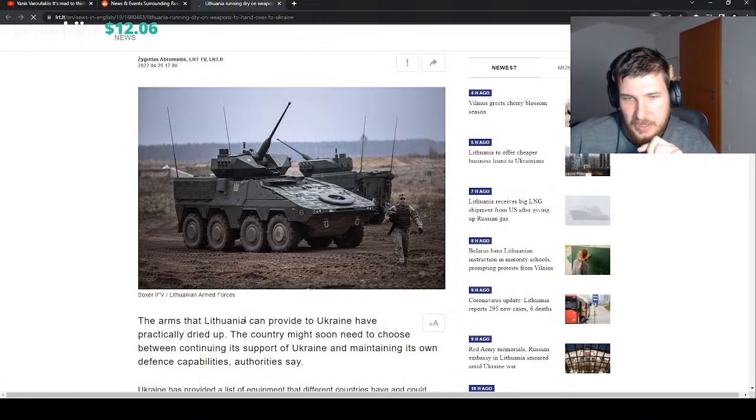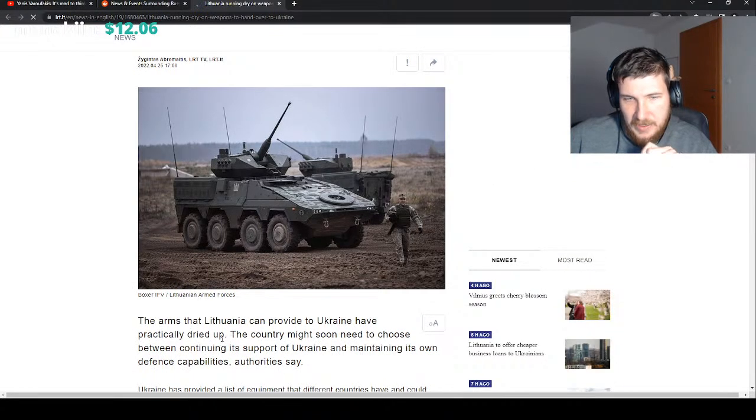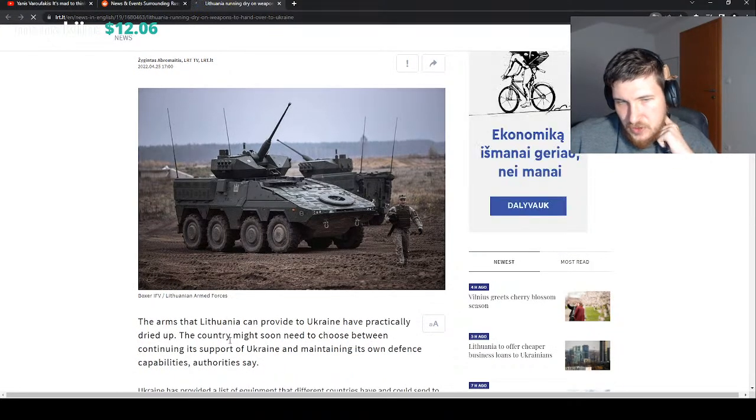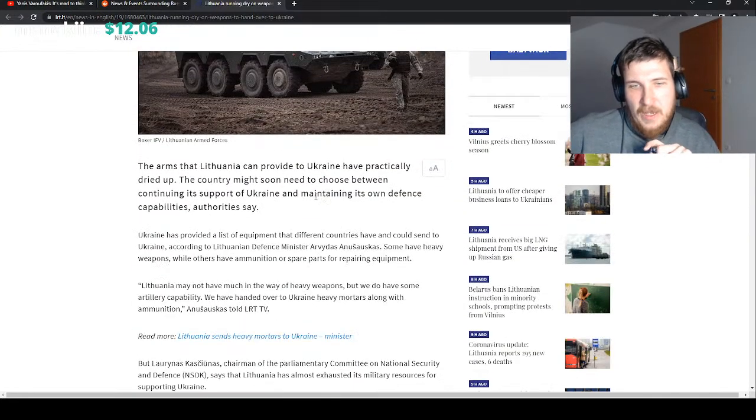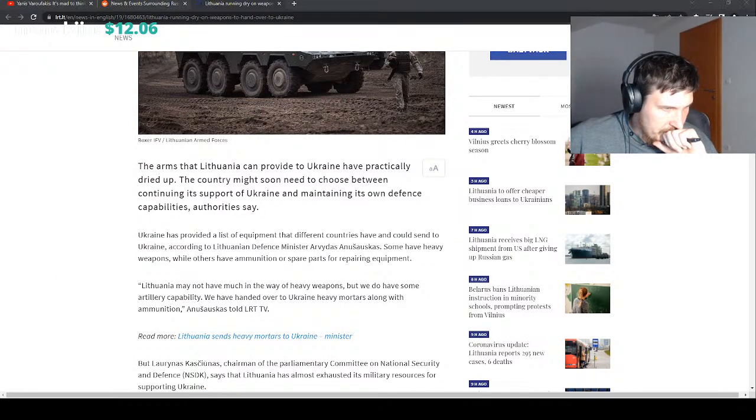The arms that Lithuania can provide to Ukraine have practically dried up. The country might soon need to choose between continuing its support of Ukraine and maintaining its own defense capabilities, authorities say. This is a disaster, right? This is a disaster where, in the name of some... Wait, you don't see that? What? Why don't you see that? Oh, you do. Okay. Yeah. Countries are actually willing to hurt themselves in the name of helping Ukraine.